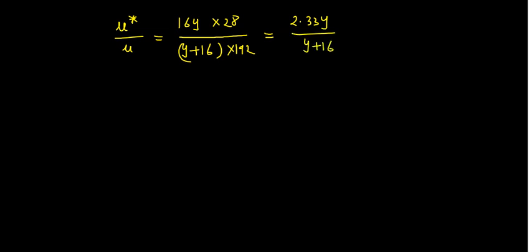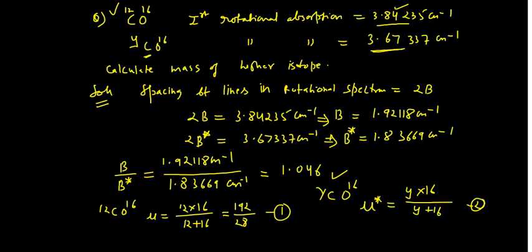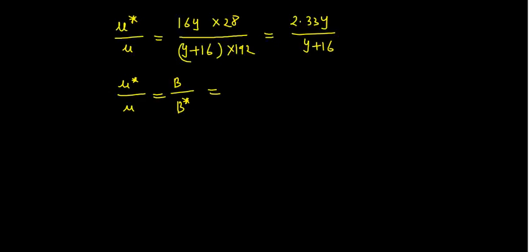Okay, and you know this mu star by mu is basically B by B star, and you have calculated this B by B star in the last slide. You can see this is 1.06. So what you can write here: 1.06, and that 1.06 would be equal to this factor, 2.33y divided by y plus 16.